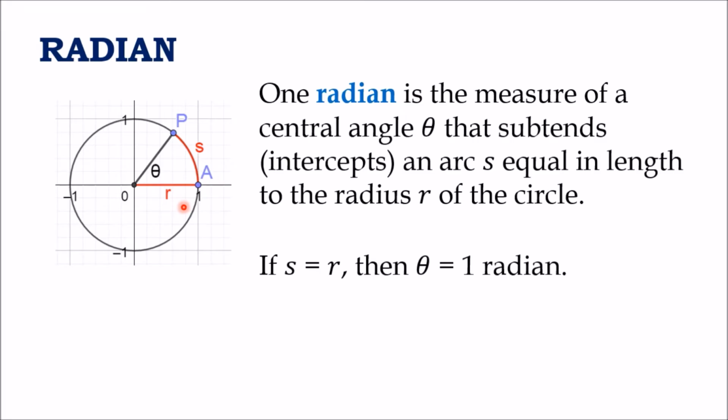When can we have 1 radian? Let's look at the illustration. The unit circle has a central angle theta and it intercepts an arc of length s. If the length of the arc s is equal to the radius of the circle, then we say that the central angle theta is equal to 1 radian.